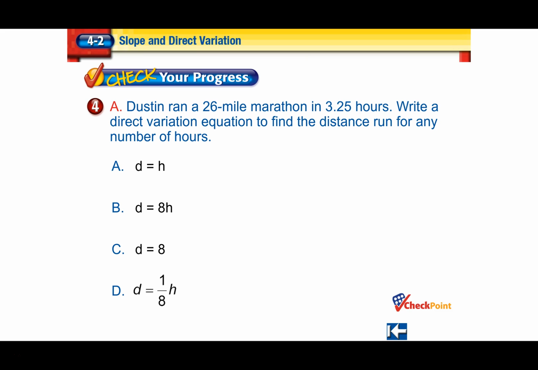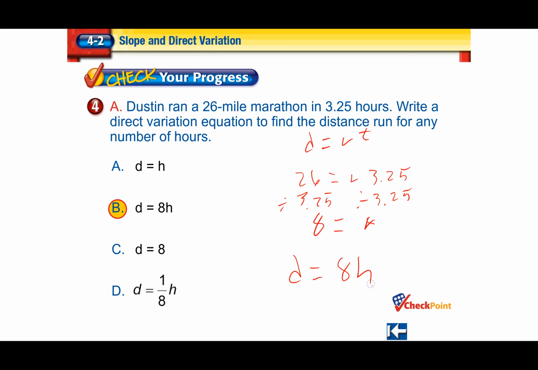Moving on. Write a direct variation equation to find the distance run for any number of hours. So I'm going to use distance equals rate times time. We need to find the rate. My distance is 26 equals R, and then time is 3.25. Divide both sides by 3.25, and that comes out to 8. 8 equals R, so then I'd rewrite my equation: D equals 8H. Remember that number because we're going to need to keep using it. Moving on.